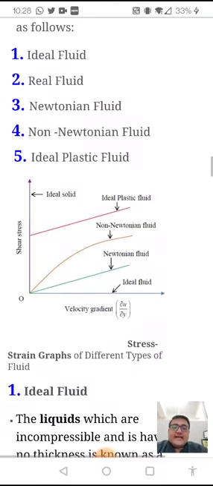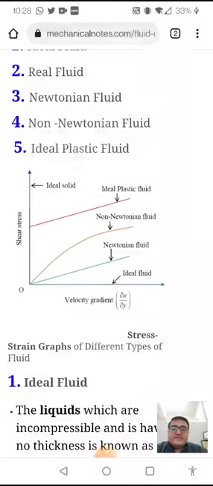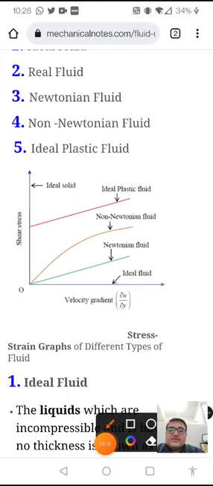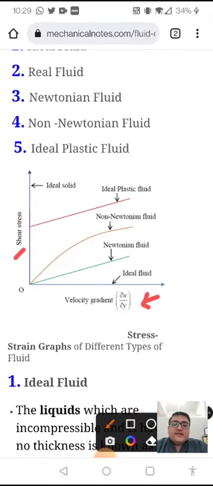As you can see, this diagram is shear stress versus velocity gradient. As per Newton's law of viscosity, the equation is tau, meaning shear stress, equals mu du by dy. Mu means dynamic viscosity, du by dy means velocity gradient, where du represents change in velocity and dy represents the thickness of the fluid.